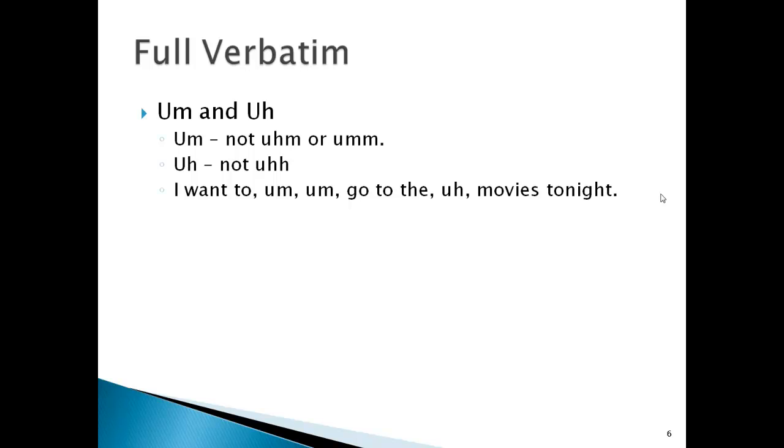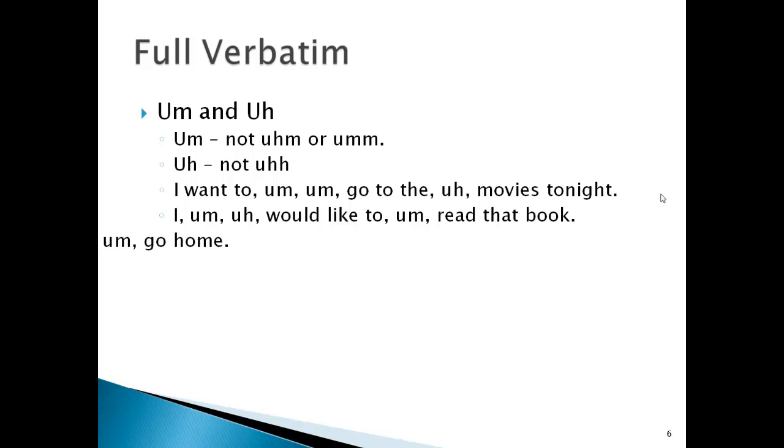And take note, whenever you type um within a sentence, there should always be a comma before and after it. Here's another example: I would, um, like to read that book. I, um, want to go home. Obviously, if um or uh is at the start of a sentence, you should only put a comma after it, such as this one.